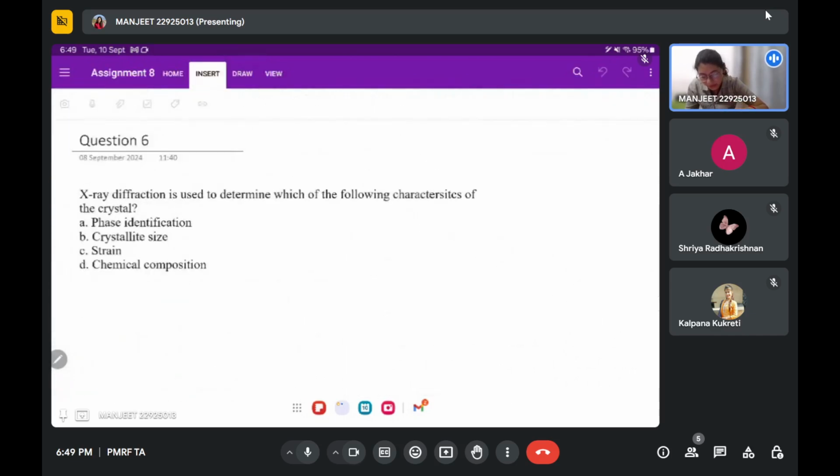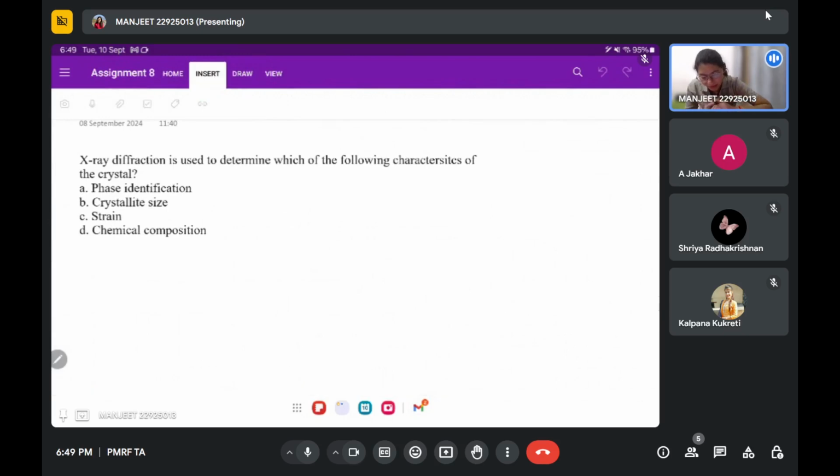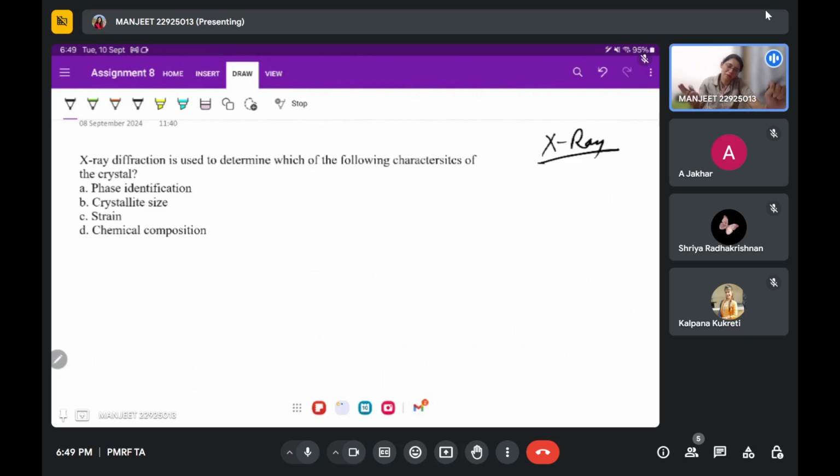In the next question, X-ray diffraction is used to determine which of the following characteristics? What are the characteristics that we can examine with XRD? XRD is helpful to know about the crystal structure. So is it helpful in phase identification? Yes, this will give you which phase is existing in your crystal, so it is used to determine the phase identification.